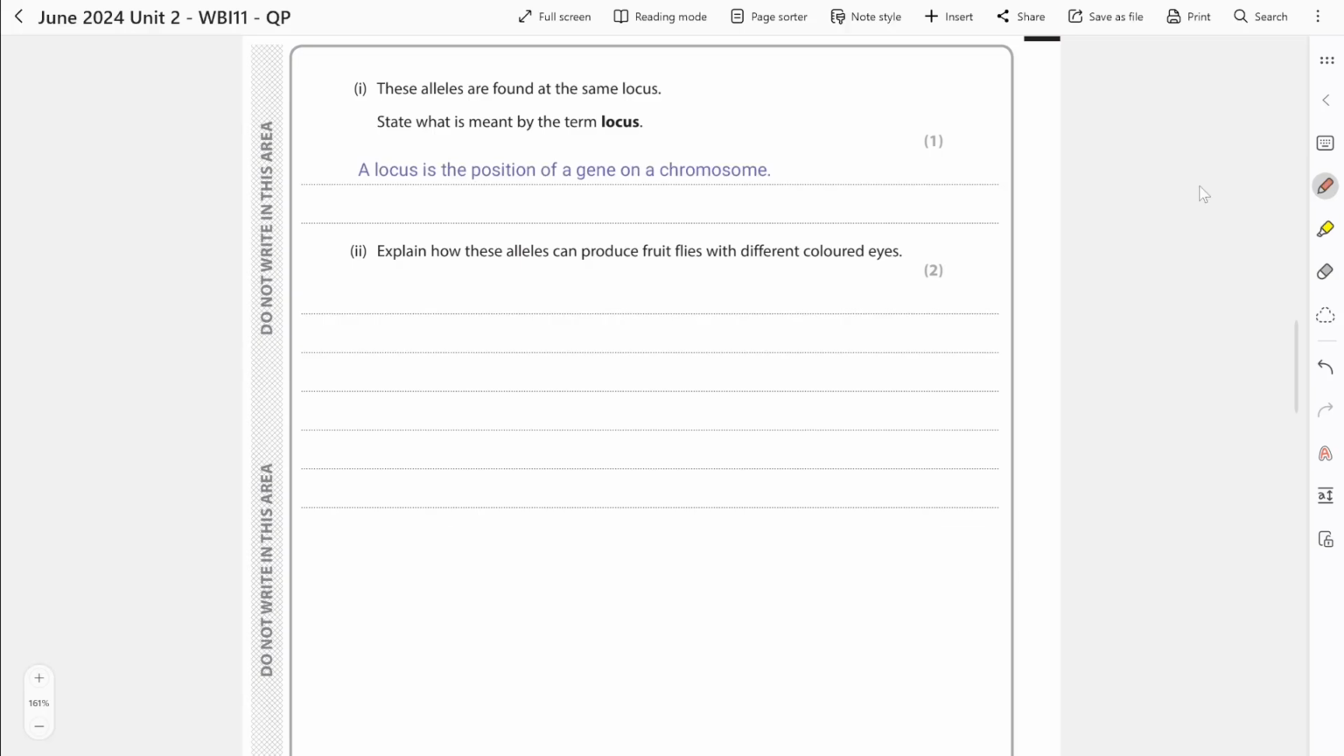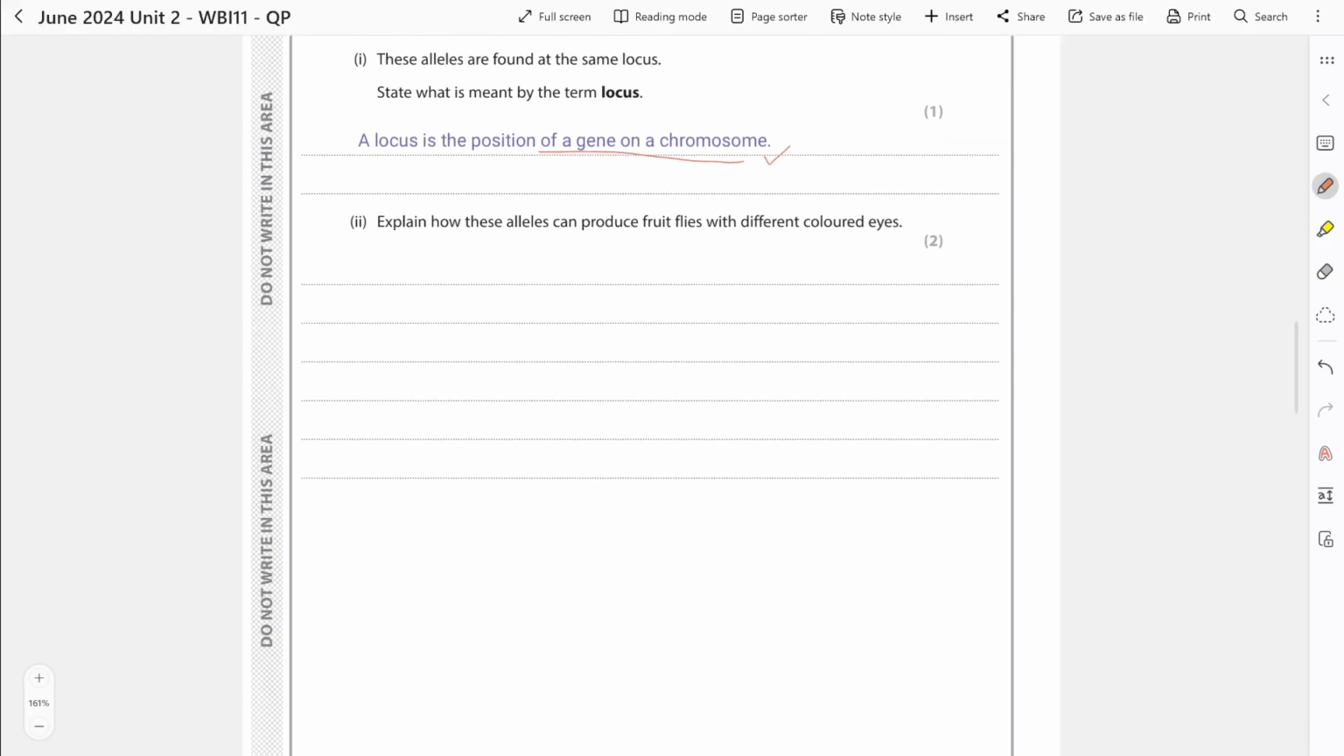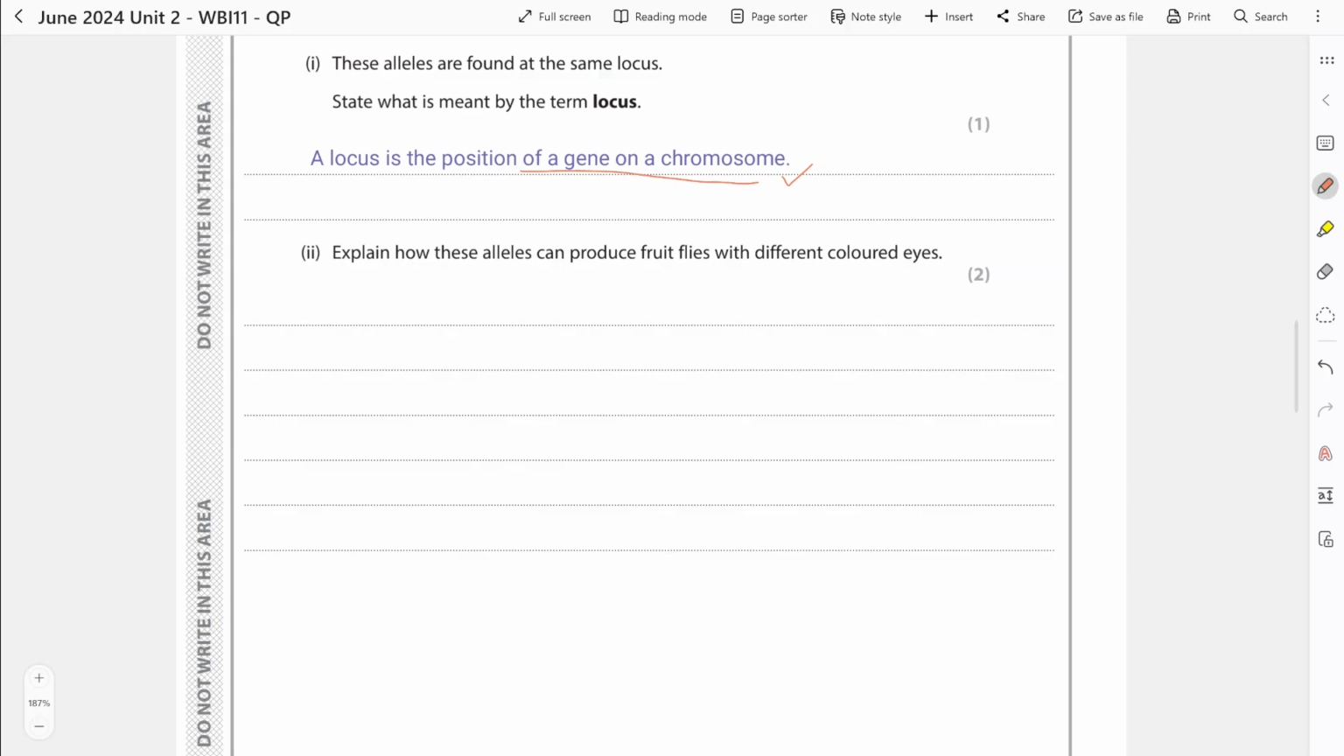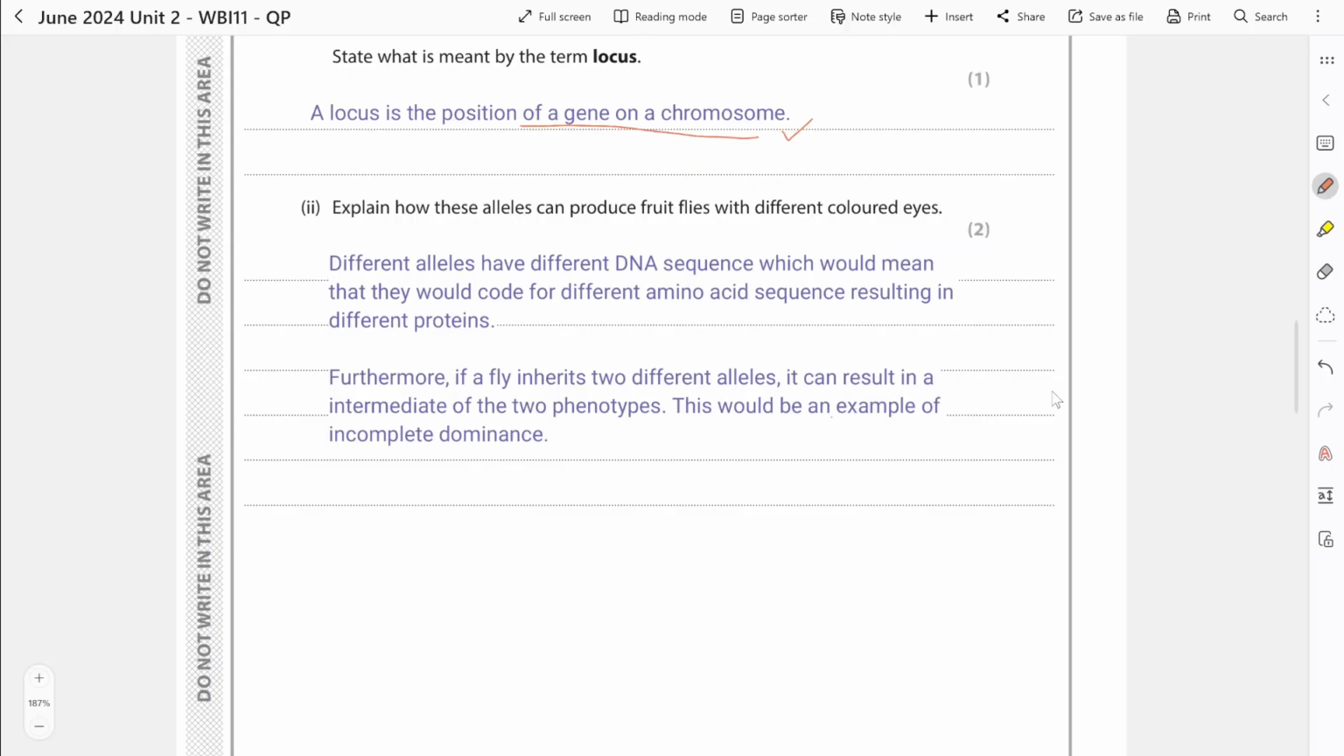So this is a 1-mark question, and this is what I wrote. It is the position of a gene on the chromosome. So that would be 1 mark. All right, explain how these alleles can produce fruit flies with different colored eyes. So this is what I wrote. Different alleles would have different DNA sequences. So that would be 1 mark.